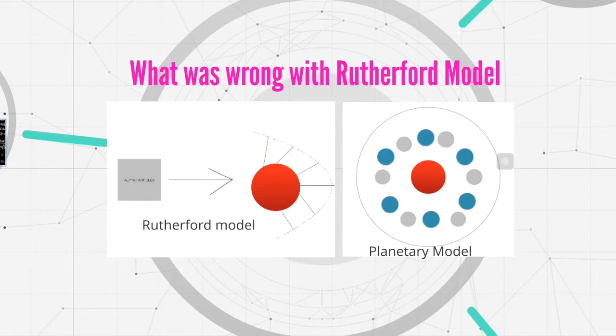He was forced to get rid of Thomson's plum pudding model and thought the only way the particles could deflect is if most of the mass were in a nucleus. He developed the planetary model, and it gets its name because it's similar to the planets around the sun and electrons orbit around the nucleus.